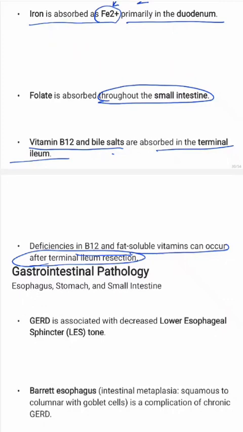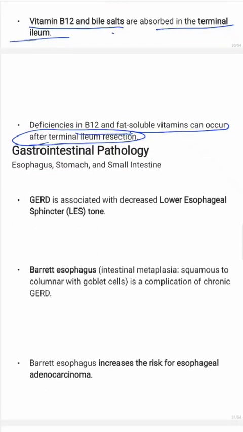So now, iron is absorbed in the duodenum and Fe2+ is formed. Then folate is absorbed throughout the small intestine. Then vitamin B12 and fat soluble vitamins are absorbed in the terminal ileum.